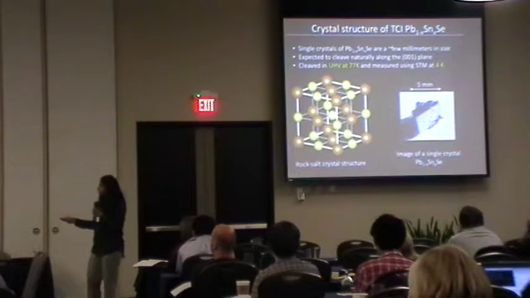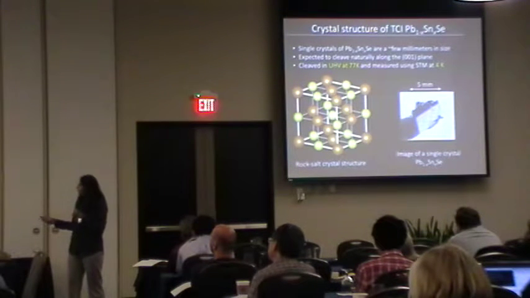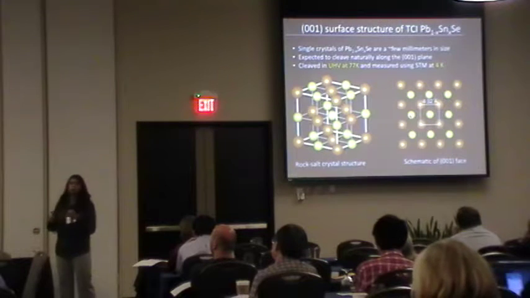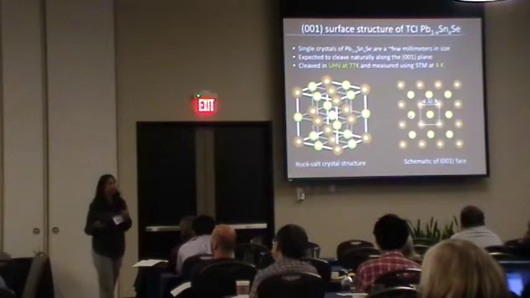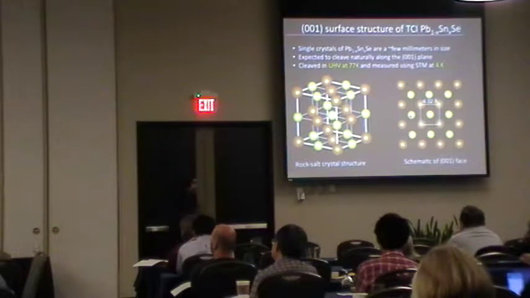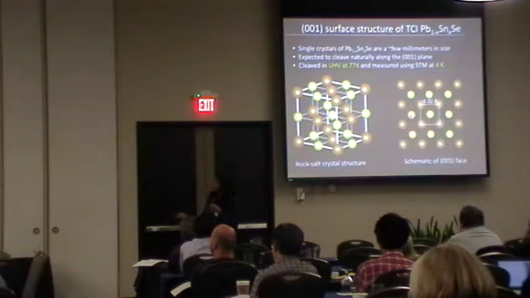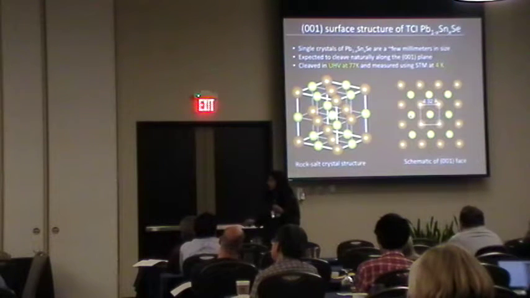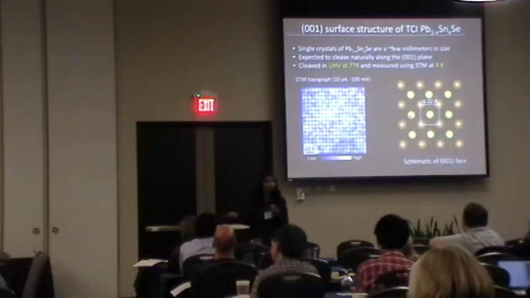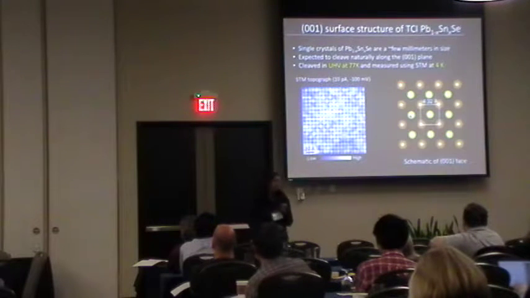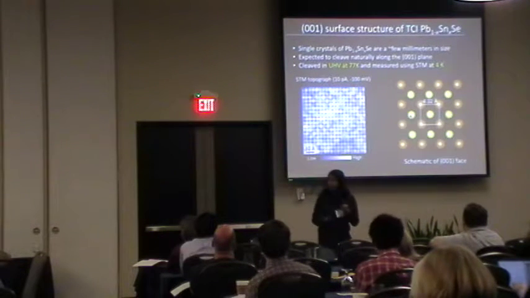So this is the crystal structure of this material. What we usually do is we break it in vacuum to reveal a flat, clean surface. And if you do that, then this is the surface it reveals. You should see a square arrangement of atoms. And in fact, that's what we see here in the STM topography. Each dot is a single atom, and you can see they are arranged in a square lattice.